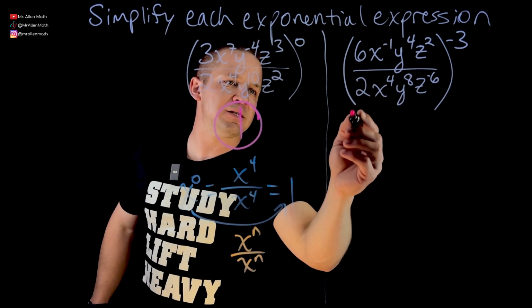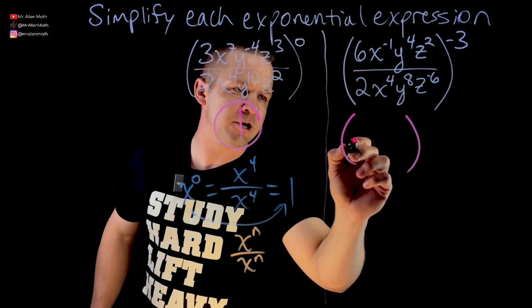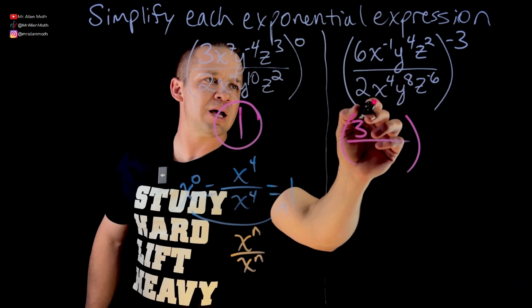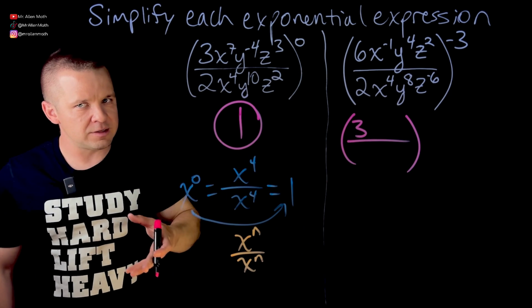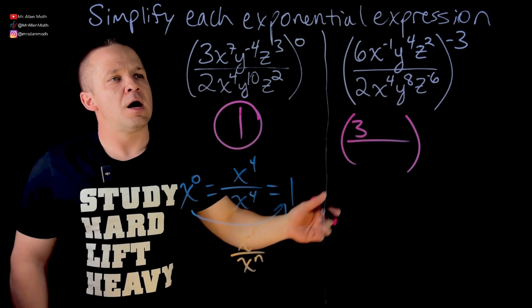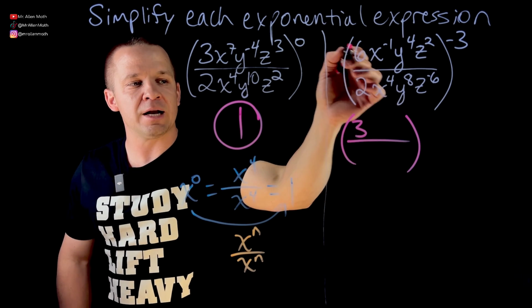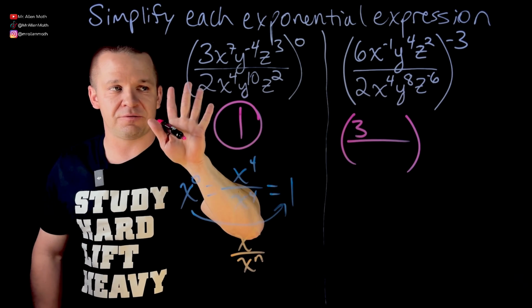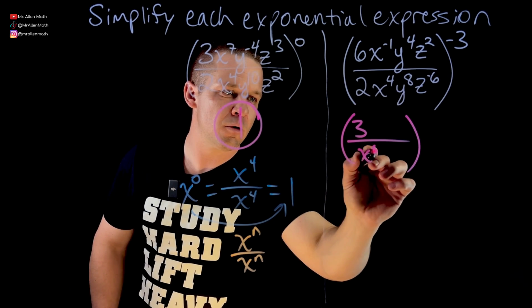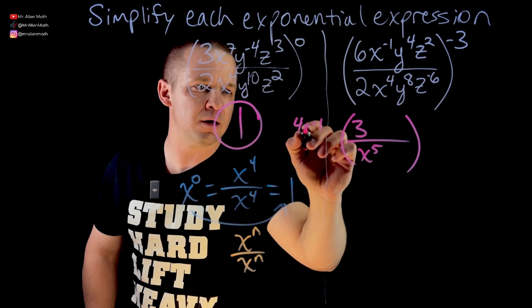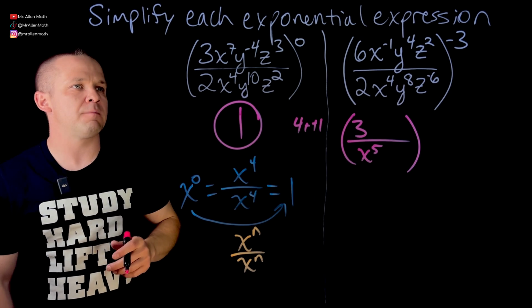So I have 6 over 2. Let's throw a fraction together. 6 divided by 2 is 3. I have x to the negative 1st over x to the 4th. Well, like bases, we subtract our exponents. I always go with the bigger exponent, my denominator in this case. 4 minus negative 1 is going to be positive 5. So we have x to the 5th right here. A little side math here: 4 minus negative 1, you add them, it becomes 5, okay?